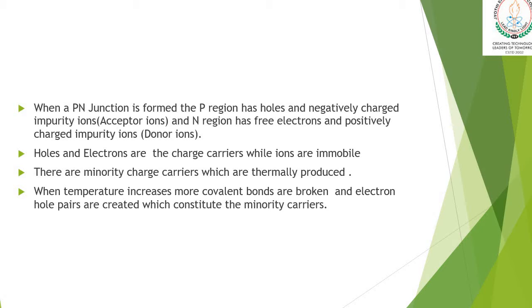There are minority carriers which are thermally produced. Now a P and an N junction is formed, and you have holes, electrons, donor ions, acceptor ions in the P and the N type material.